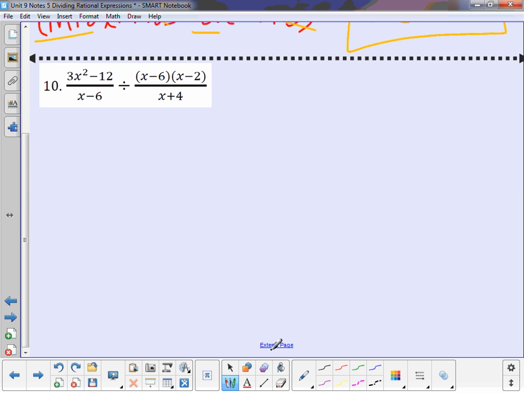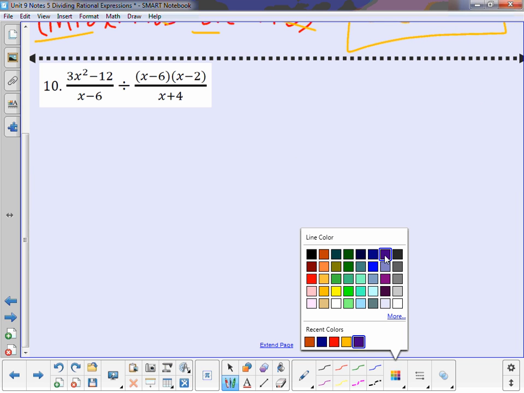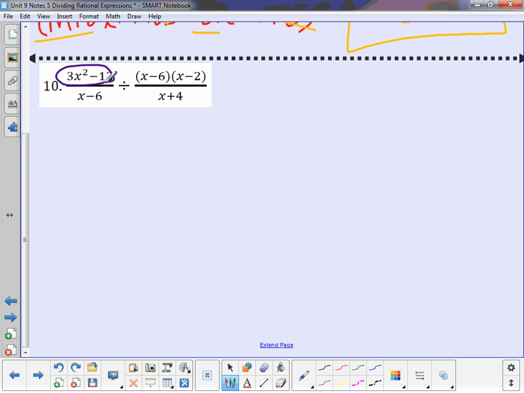Let's take a look at number 10. So for number 10, we want to factor this. Now, eventually I'm going to be using differences of squares. But before I can do that, I need to factor out a 3. So I'm going to factor out a 3, and I'm left with x squared minus 4. On the bottom, I'm going to have x minus 6. And then divided. Now, because I'm dividing it, I'm going to flip it.